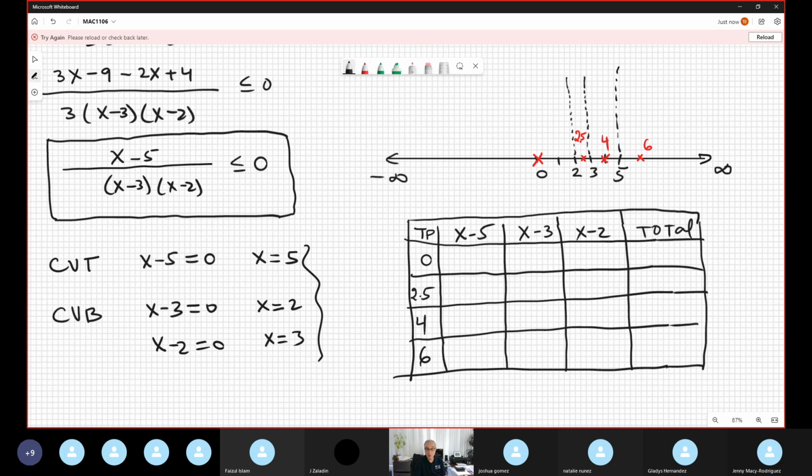Signs are easy because you plug in one by one. 0 here is negative, 0 here is negative, 0 here is negative. For 2.5, it's obvious that it's negative, negative, positive. You follow me or no? Do you understand where this negative and this positive come from? Yes. 4 is negative, positive, positive. 6 is positive, positive, positive. Now I'm going to find what is true or what is false.